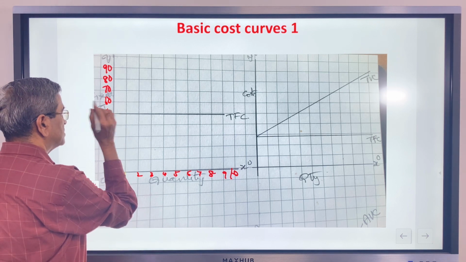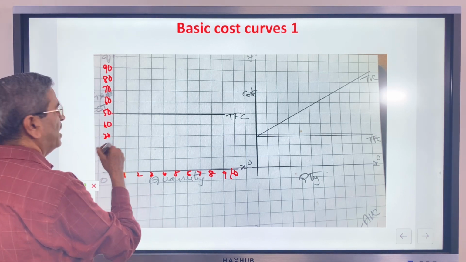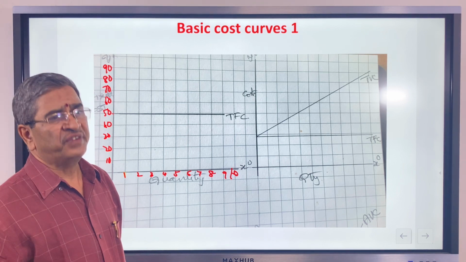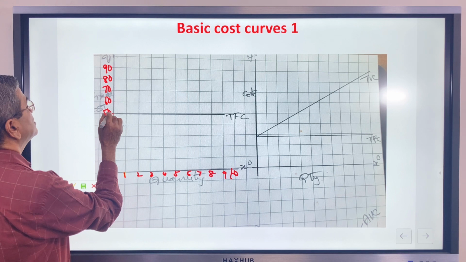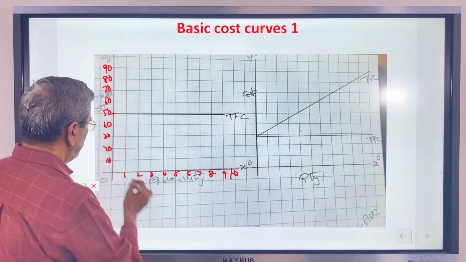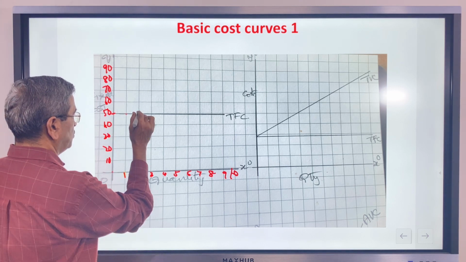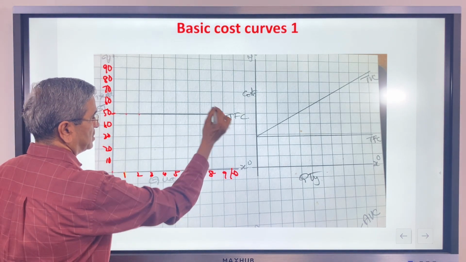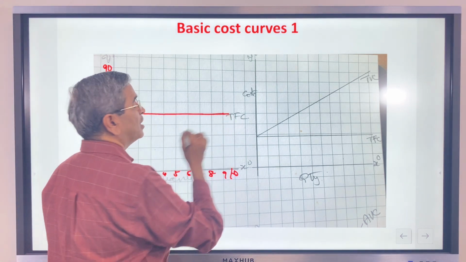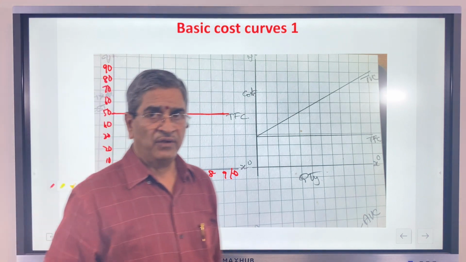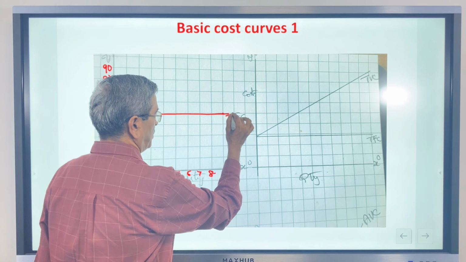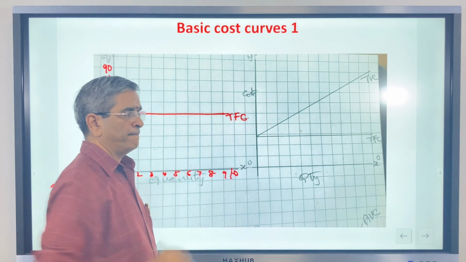At $50, let us say we have incurred lease amounts of $50. So to produce 0 units also I have to pay $50. For 1 unit also I pay $50, for 2 units also $50, for 10 units also $50. Therefore, if I join these points, I get a straight horizontal line, which is called the total fixed cost curve, TFC.